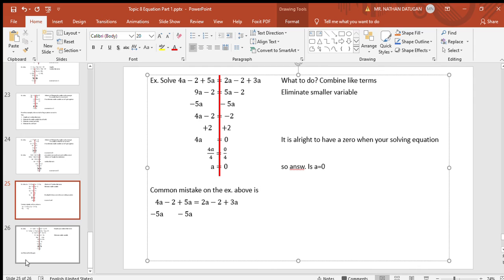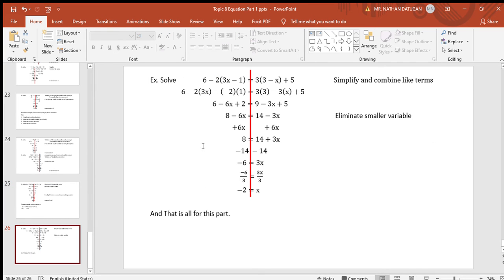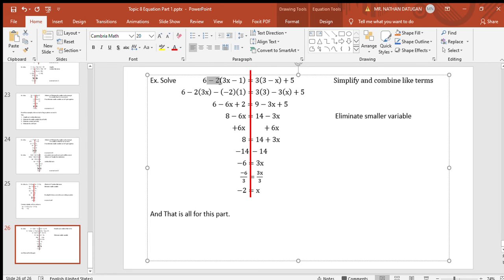Now our last problem for this part is 6 minus 3x minus 1 times 2 is equal to 3 minus x times 3, plus 5. So first things first, we want to simplify and combine like terms. Since it's the last example, we're going to do it step by step. We're going to distribute negative 2, not just 2, negative 2. You have to include the sign in front of it to both 3x and 1.